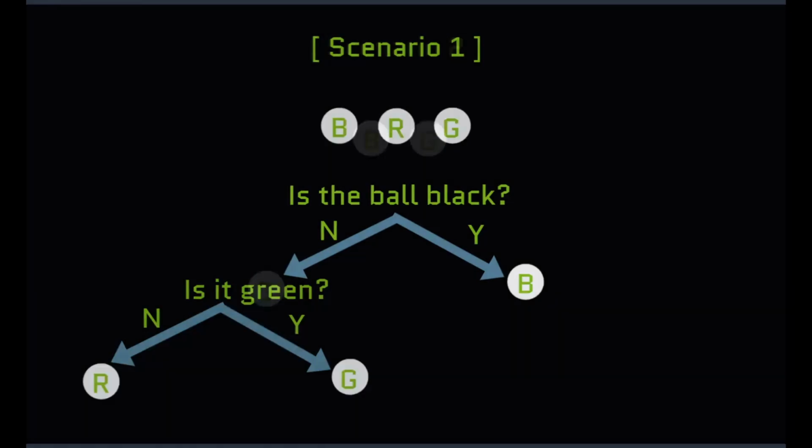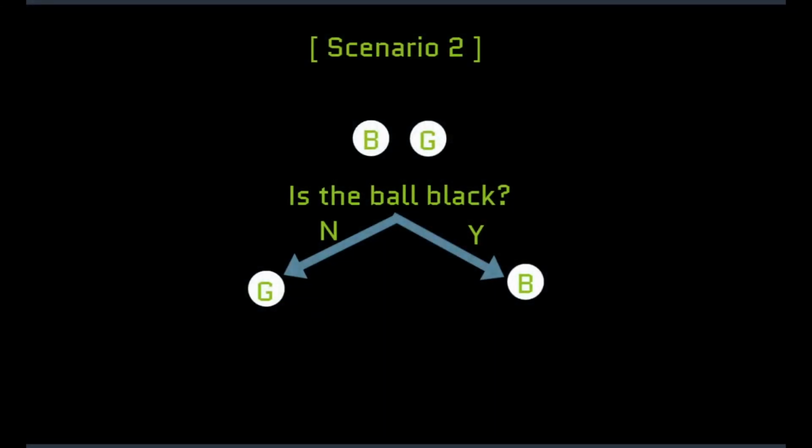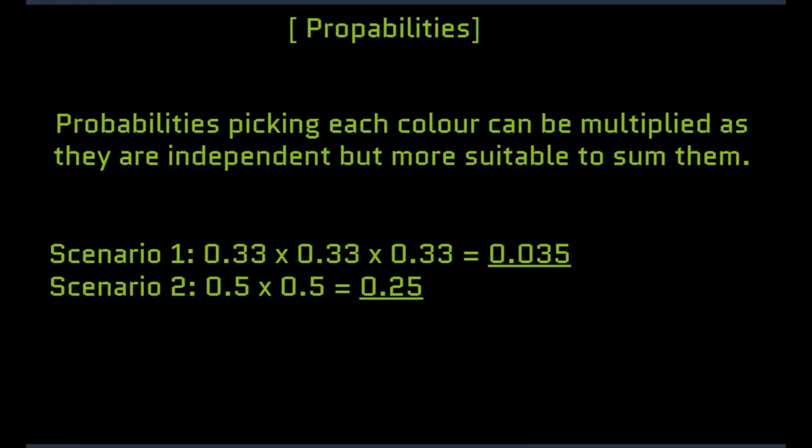Next, scenario 2. You have a bag of 2 balls. One is black and one is green. Now let us calculate the probabilities of both scenarios. Probabilities of picking each color can be multiplied as they are independent but more suitable to sum them.